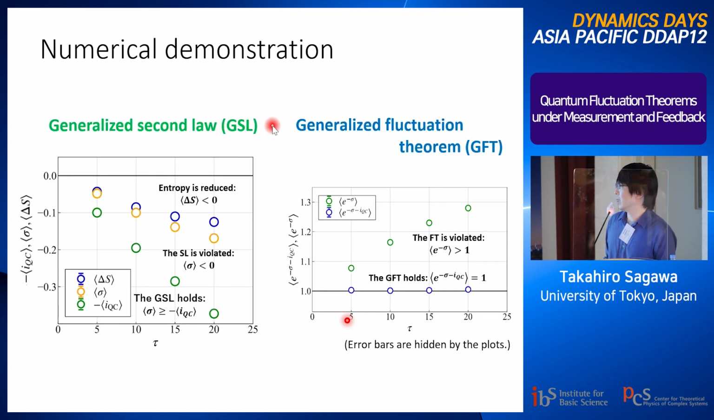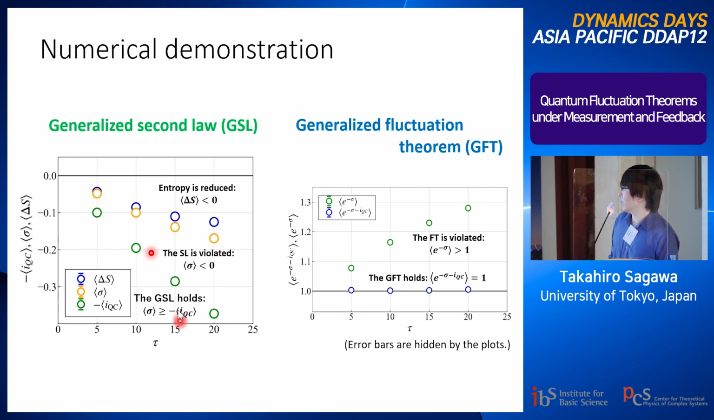This is a numerical simulation of our results. So this is the second law of thermodynamics. These orange circles describe the entropy production, and these are negative. This implies that the ordinary second law is violated as a consequence of the feedback control. And these green circles are the QC transfer entropy, and this is below the entropy production. So this means that the generalized second law is satisfied.